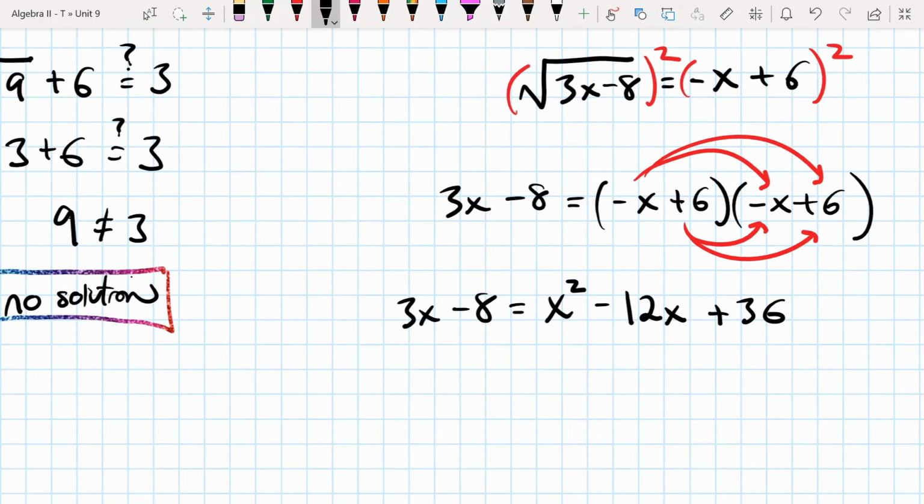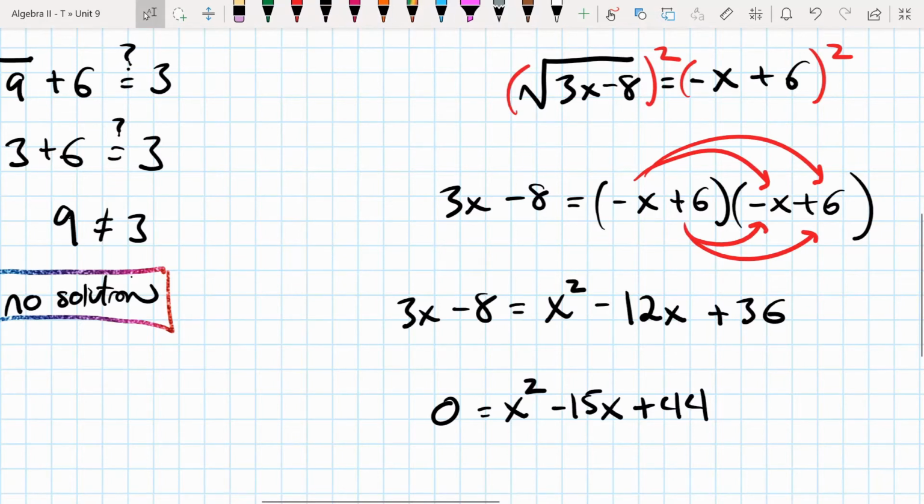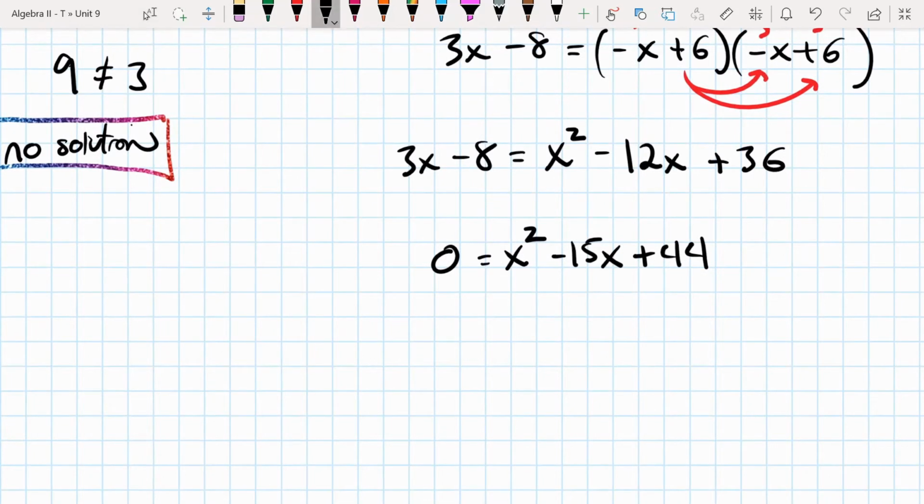Okay, let's subtract 3 and add 8. So we get 0 is equal to x squared minus 15x plus 44. Okay, so we want to think of two numbers that multiply to 44 but add to negative 15. This one's a little bit trickier, but it is factorable. We end up with x minus 4 times x minus 11.